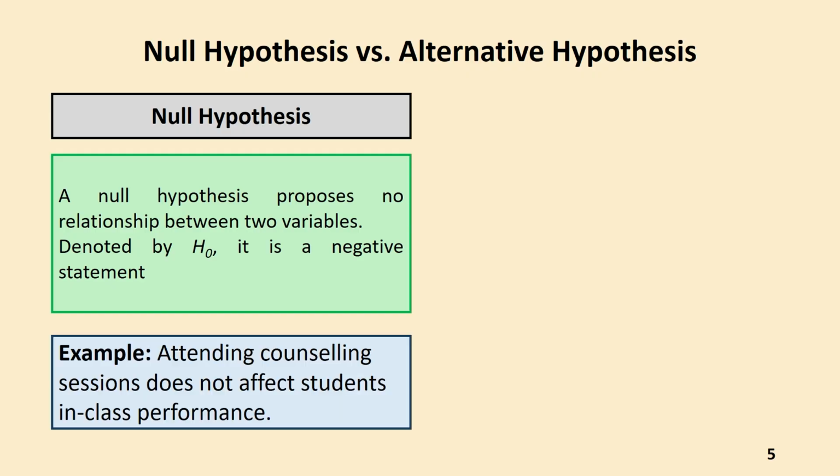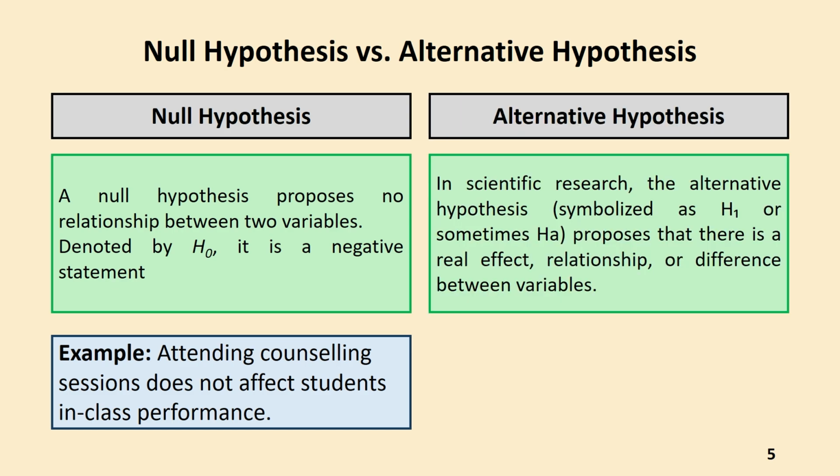Let us see an example here. Attending counseling session does not affect students' class performance. It's a kind of aspect that null hypothesis covers. Alternative hypothesis. Now what is alternative hypothesis? In scientific research, the alternative hypothesis, symbolized as H1 or sometimes HA, depends upon the situation and demand which one you are using, proposes that there is a real effect, relationship or difference between variables.